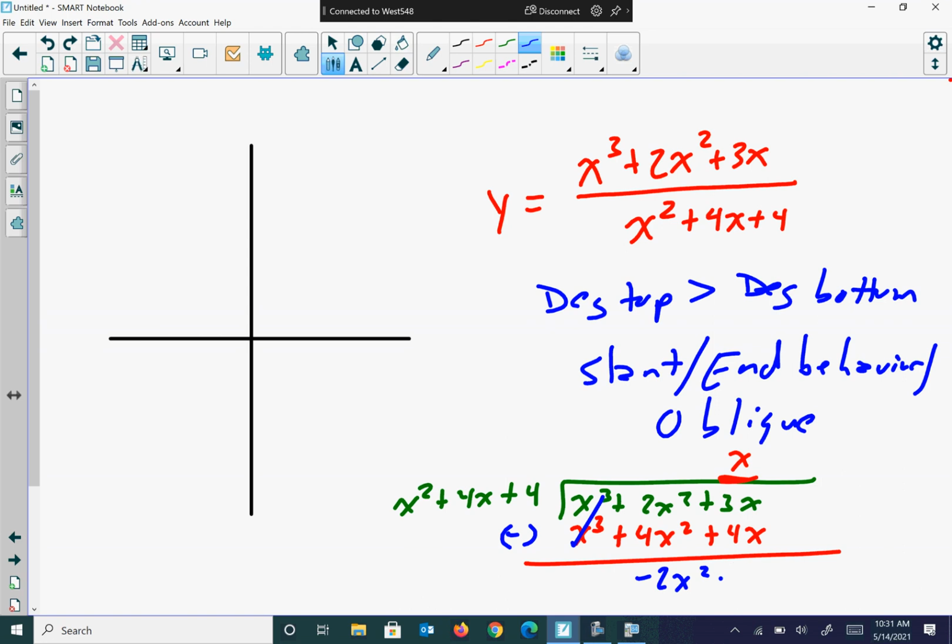And that gives me minus x. And then what do I multiply x squared by to get negative 2x? So I multiply by minus 2. So the line y equals x minus 2 is our end behavior asymptote.